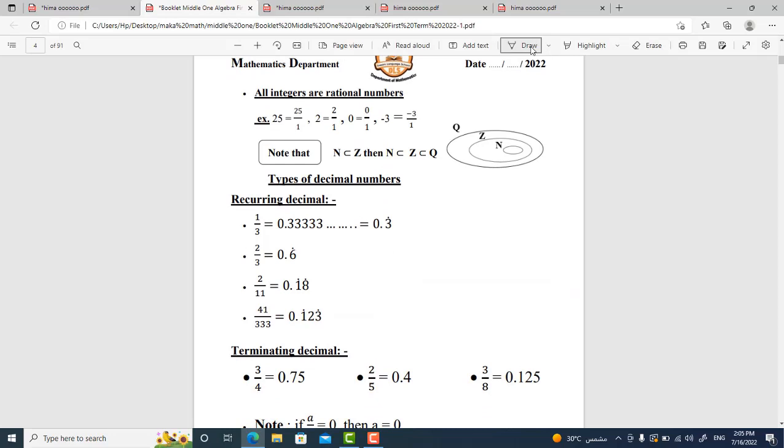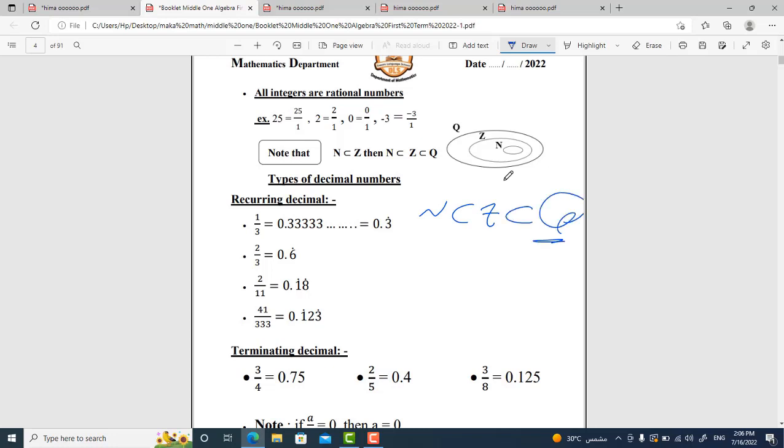All integers are rational numbers because for any integer, the denominator is 1. And we have here this drawing. The big circle here, Q, rational numbers, contains integers, contains naturals. So N, the natural numbers, is a subset of the integers, which is a subset of the rational numbers.